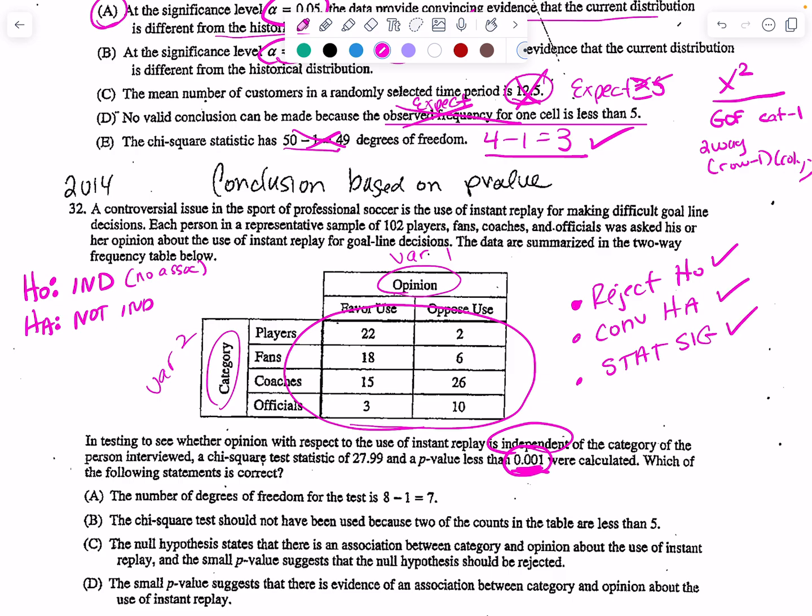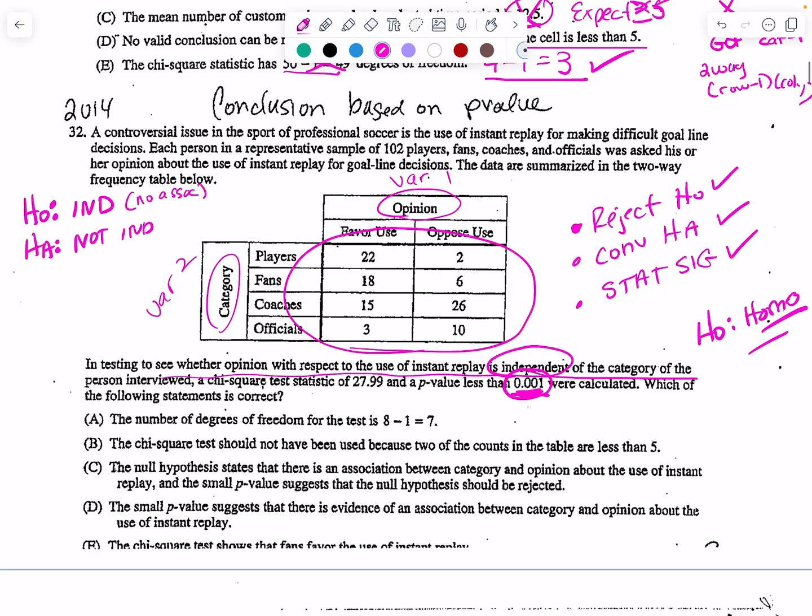And when I see this, it tells me I'm testing to see if instant replay is independent. So H0, independent, remember, whatever the name is. So H0, independence, which means no association, Ha, not independent. All right, if this were a homogeneity test, which it's not, H0 would be the homogeneity test. So what I'm trying to say is make sure that your H0 is the test that you're running. That's important because in a second you'll see.